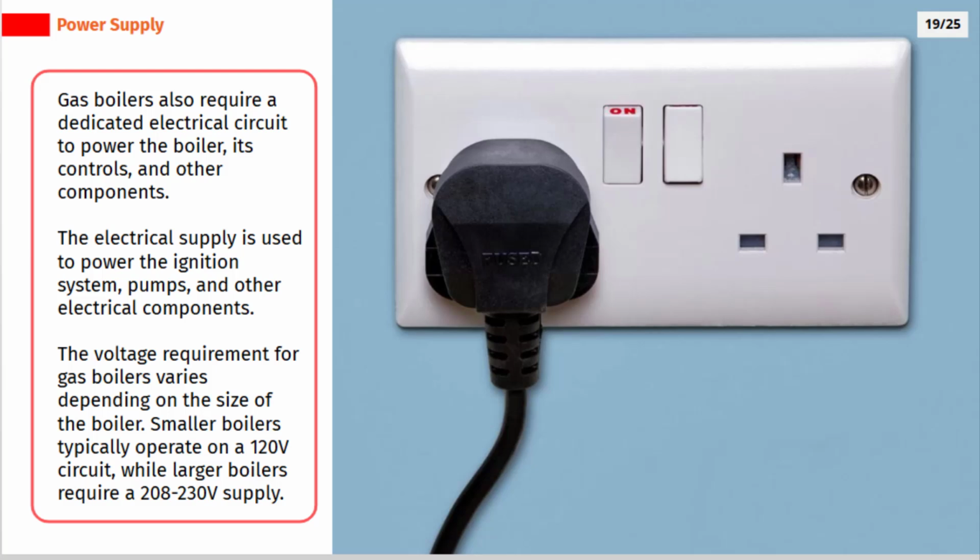Gas boilers also require a dedicated electrical circuit to power the boiler, its controls, and other components. The electrical supply is used to power the ignition system, pumps, and other electrical components. The voltage requirement for gas boilers varies depending on the size of the boiler. Smaller boilers typically operate on a 120-volt circuit, while larger boilers require a 208 to 230-volt supply.